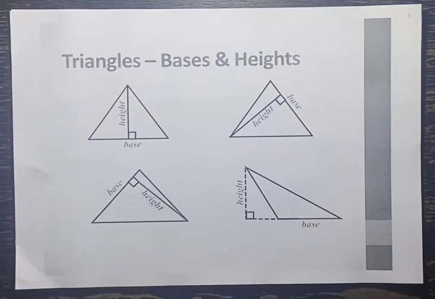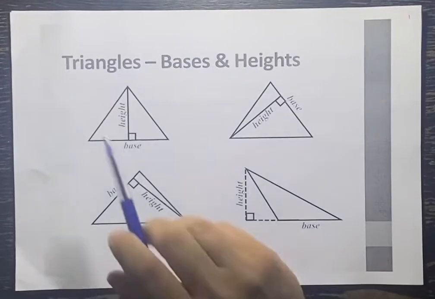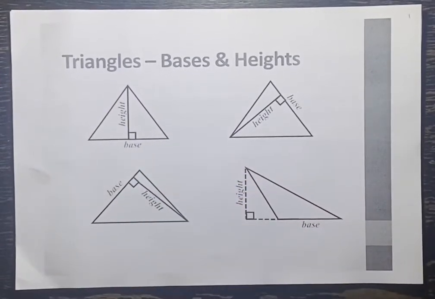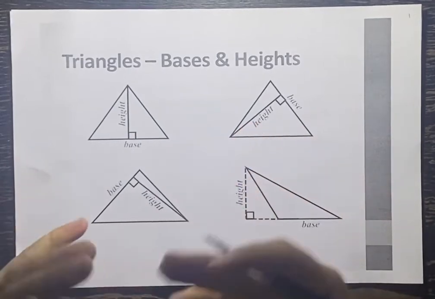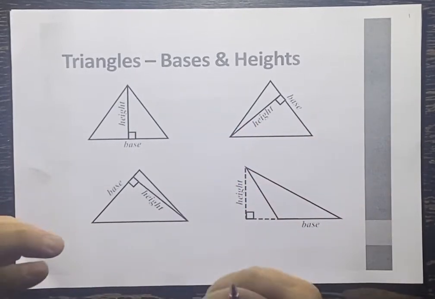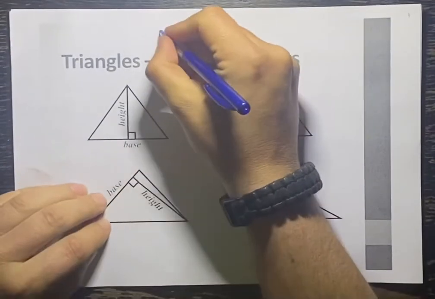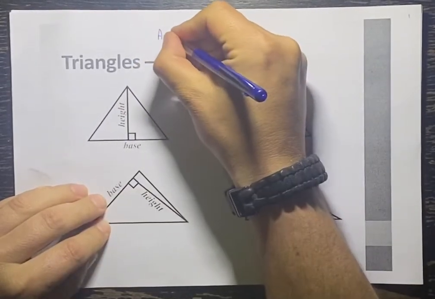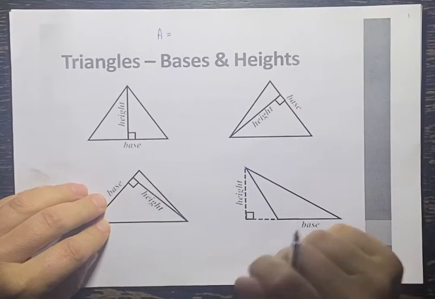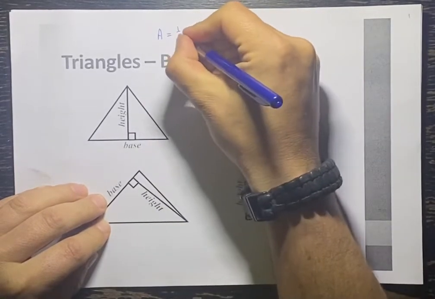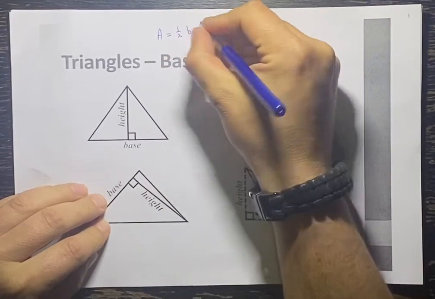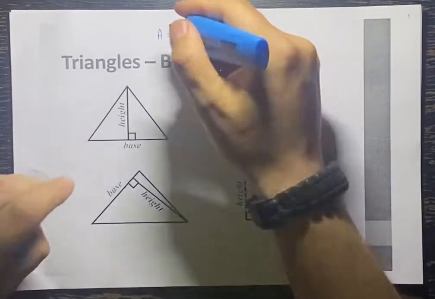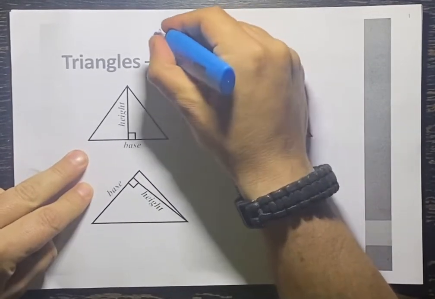Hello, grade 9s. Today we're going on to triangles. And before I go on to these, I just want to remind you what the formula is to work out the area of a triangle. Again, guys, this will not be given to you, so you need to know it. The area of a triangle is a half base times the height. Just write that down and highlight it.